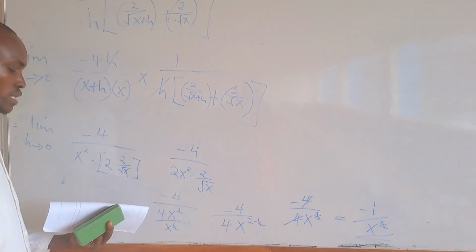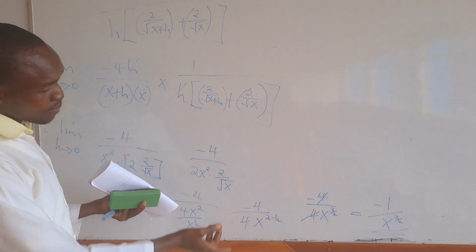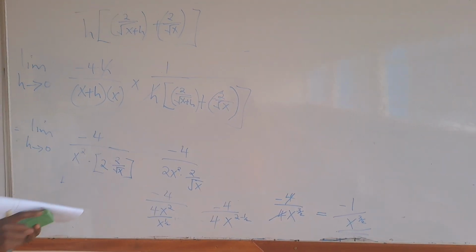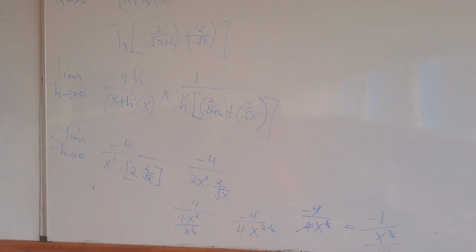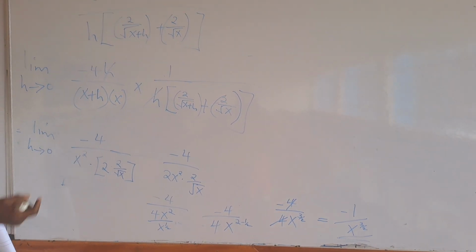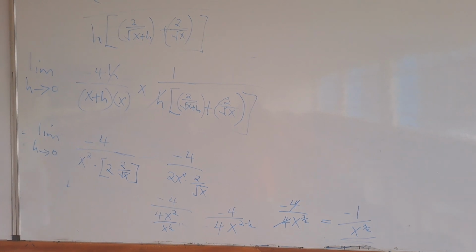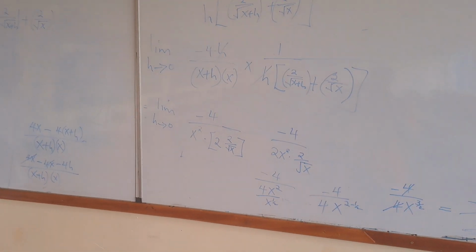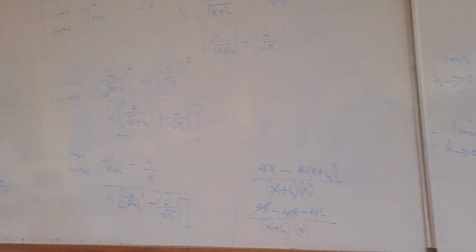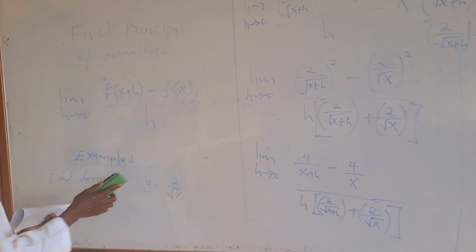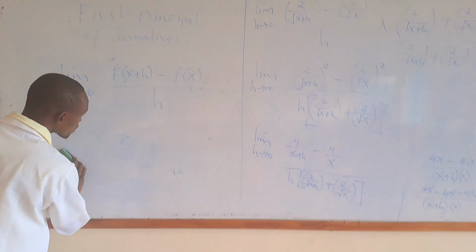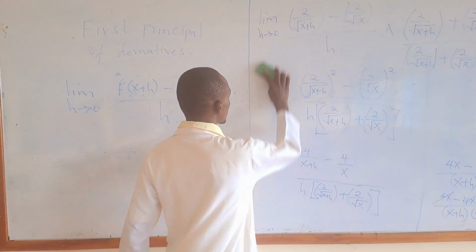And if you look at this answer, it's more or less the same as the first one that we obtained. So by doing all this, you shall have proved the first principle of derivatives in deriving functions. Now, let us use another example, still on the same, that is just applying the first principle of derivatives.